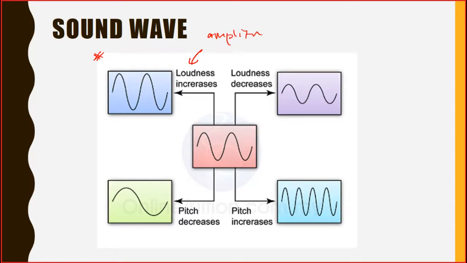Amplitude high. The sound will become loud if the amplitude is high. If the amplitude is low, like this one, the sound will become low. So if someone asks you, can you speak louder, it means that you need to increase your amplitude from your vocal cord, voice box, or something like that.